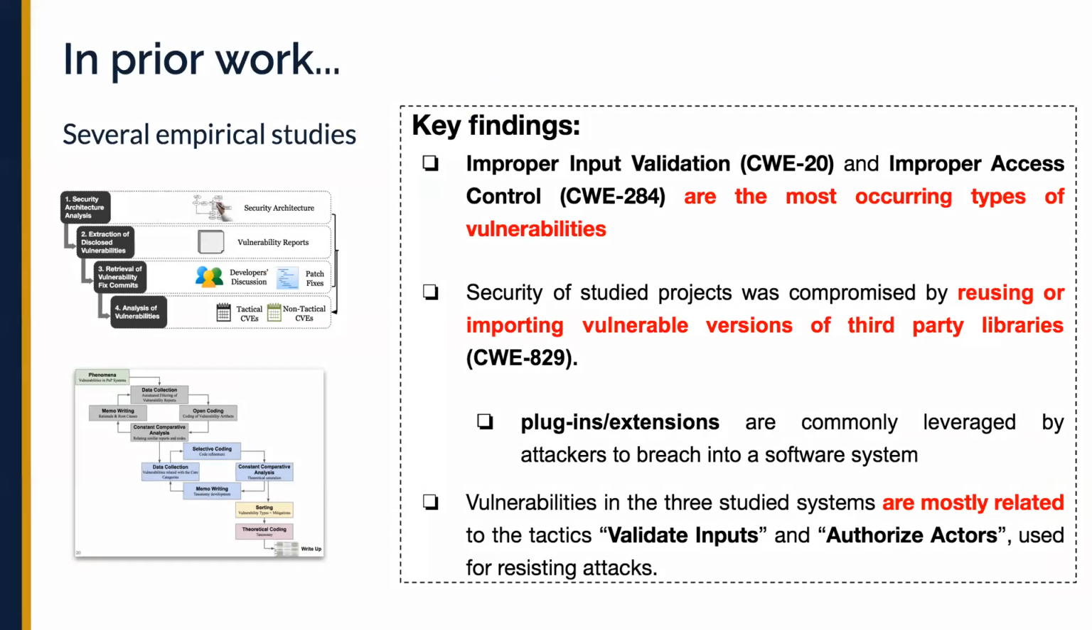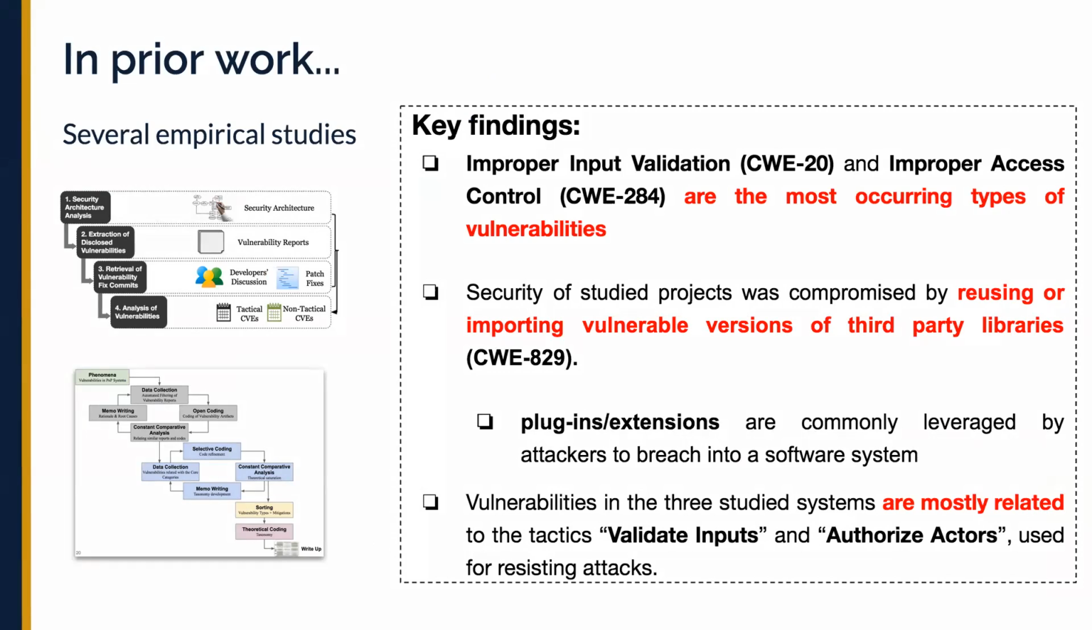So in light of those goals, in prior work, I conducted several empirical studies in which I looked at vulnerabilities in open source projects that were widely used, for example, Chromium, Thunderbird, PHP, Firefox. Some of the key findings are that input validation and access control were very highly vulnerable, in the sense that they were the most commonly occurring types of vulnerabilities in those software systems.